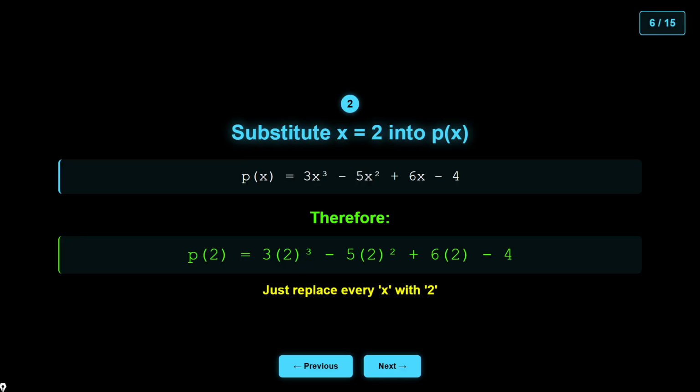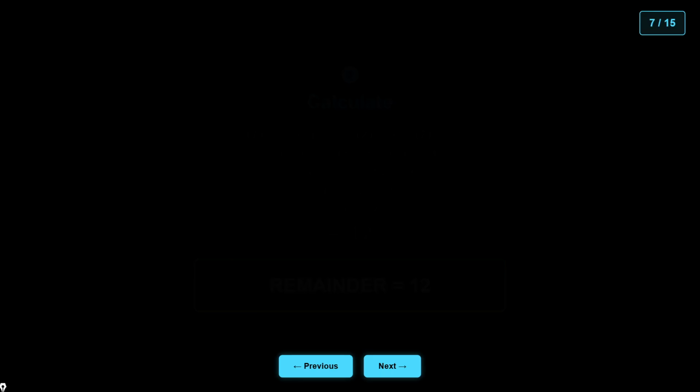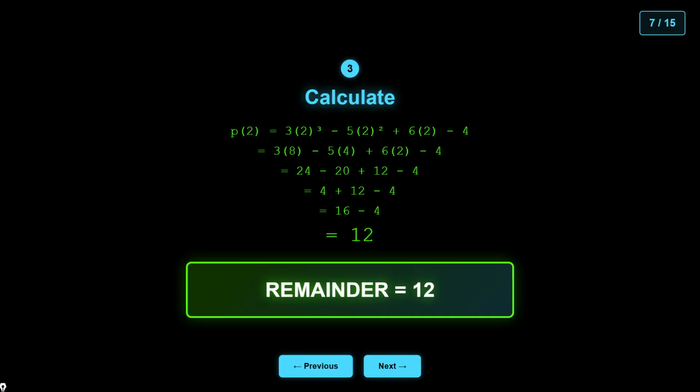Now, if I plug the value of 2 in the place of the variable, I get the value of p of 2. That is 3 into 2 cube minus 5 into 2 square plus 6 into 2 minus 4. If I simplify this, I end up getting the remainder value p of 2 as 12. How much time did it take? Hardly a few seconds. That's it. All we did was replace every single x with the number 2. No division needed.